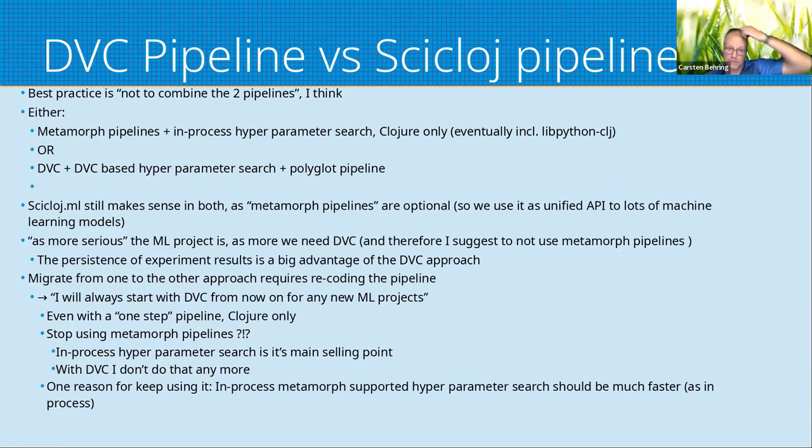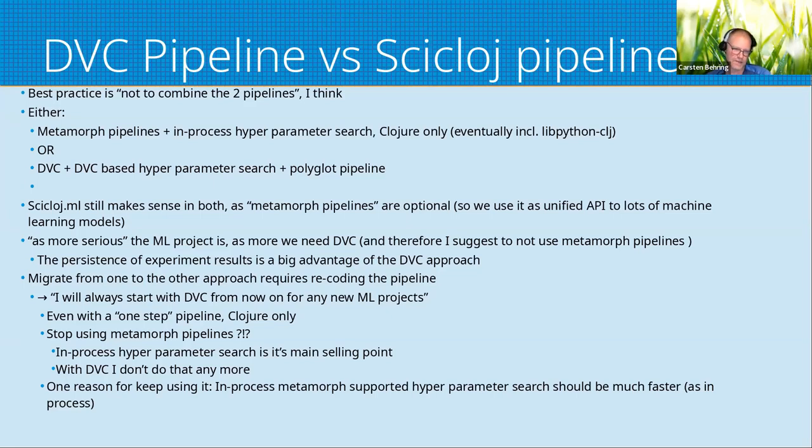The best practice I have come to by using this a little bit, I think, is not to combine the two forms of pipeline. So we need to decide. If we start a new machine learning project, either I do Metamorph pipelines and I know that I do in-process hyperparameter search, I know that I do Clojure only, eventually using libpython-clj, because that I would still consider in-process. Or I say, no, I use DVC.